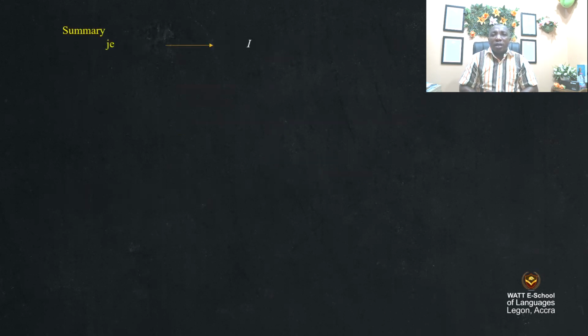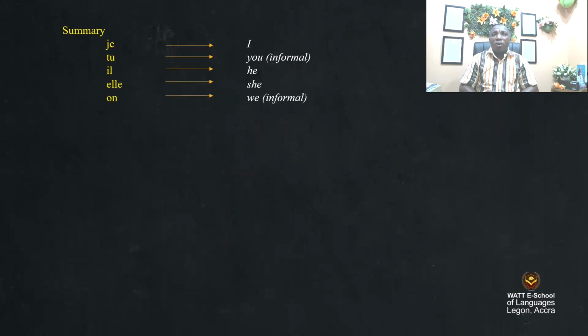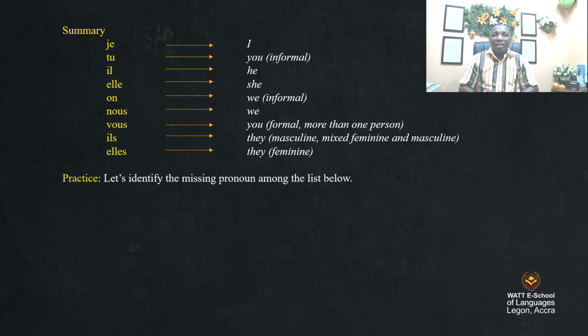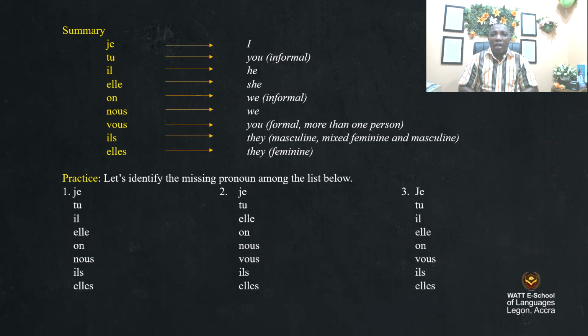Summary. These are the subject pronouns. Je, tu, il, elle, on, nous, vous, ils, elles. These are the subject pronouns that you need to form sentences. Let's also practice and identify the missing pronoun among the list below. Let's look at this. I'm just displaying them, and you look on your screen and you tell me what are the missing subject pronouns. Let's go from the first one.